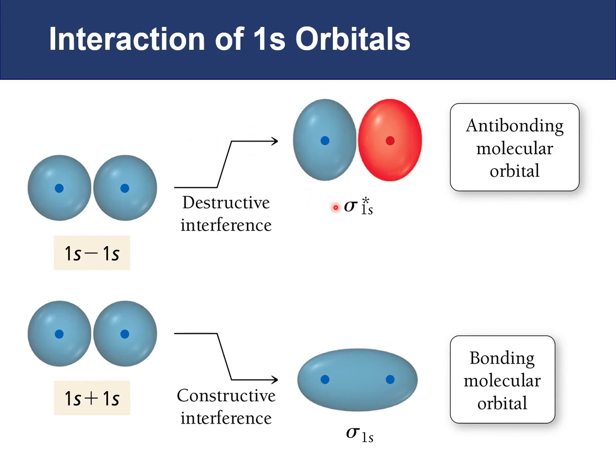The antibonding orbital, because of the node that is placed between the two atoms, that node increases the energy of the resulting molecular orbital. This causes it to be higher in energy than the two orbitals that were used to combine together to get our antibonding molecular orbital. Again, the labels that we will be placing on our orbitals are a sigma 1s for our constructive interference, or our bonding molecular orbital, and a sigma star 1s for our destructive interference, which is our antibonding molecular orbital.